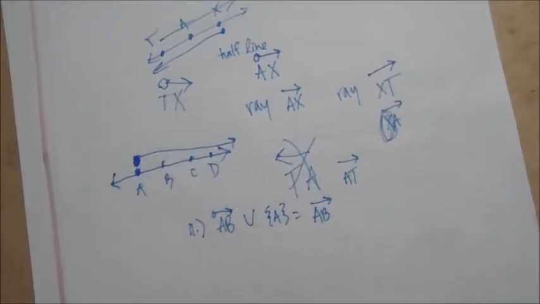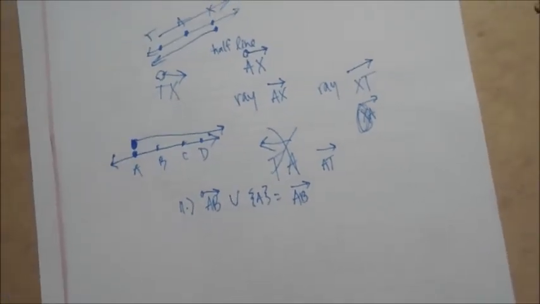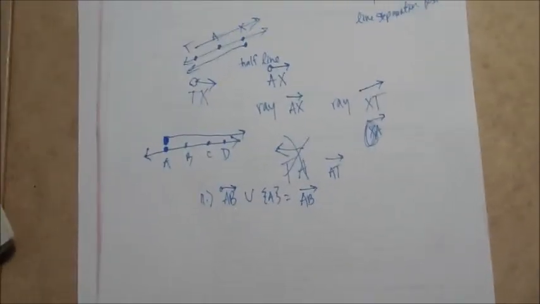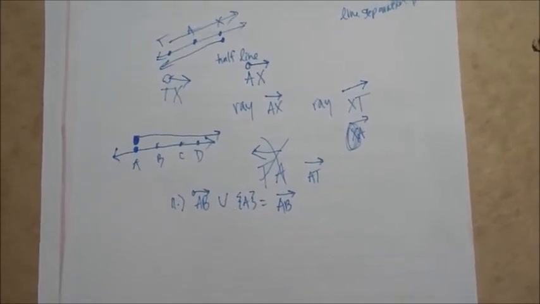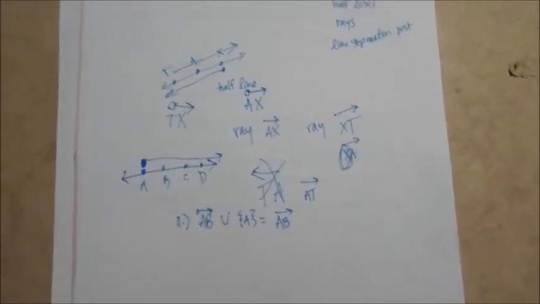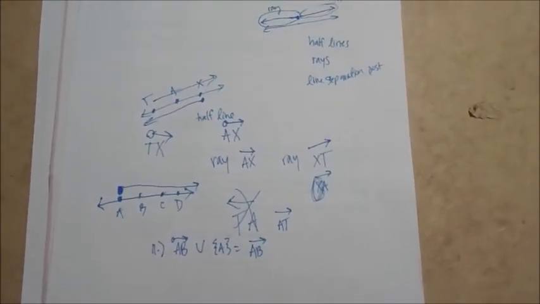Number 19, list or name two physical phenomena that are rays. They're basically saying, can you think of anything that has a starting point and then just goes infinitely in one direction? One of them is the easiest, and I won't say it because then you won't be able to use it.